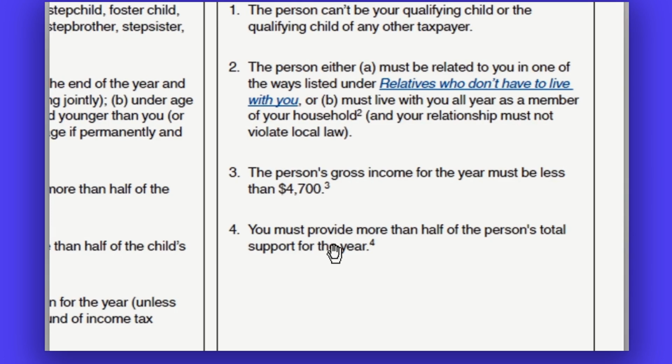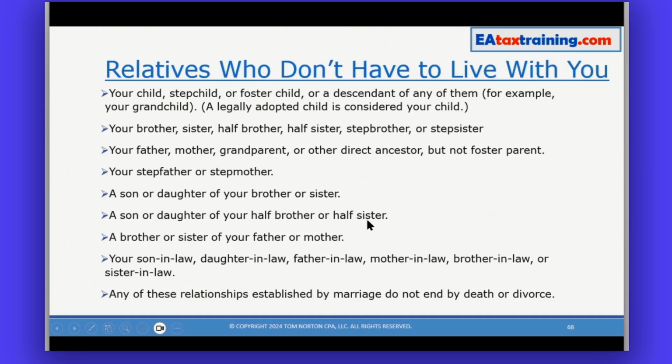Finally, we get to that list we keep talking about, relatives who don't have to live with you. So this is that list we've been talking about all the time. The relative has to be on this special list. This is the special list. It might look a bit busy and complicated, but when it breaks down, it's not all that difficult. They have to be your child in one fashion or another, or a descendant of them, for instance, a grandchild. So they have to be your child or your grandchild.